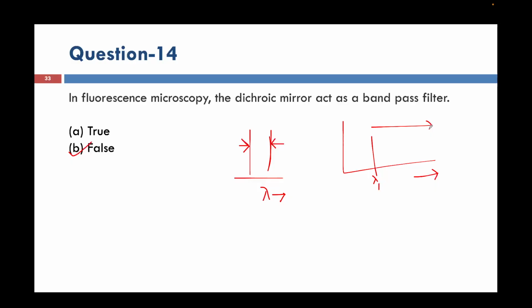The fundamental difference between a band pass and a long pass is, band pass only allows a certain wavelength, neither left of this nor right of this one. Only in this region will it allow. While in a long pass filter, there is only one defined wavelength. After that, all these wavelengths are allowed to transmit. So that is the difference between a long pass and a band pass filter. Okay, so that was the last question. Okay, time.